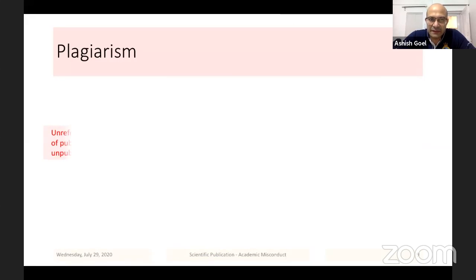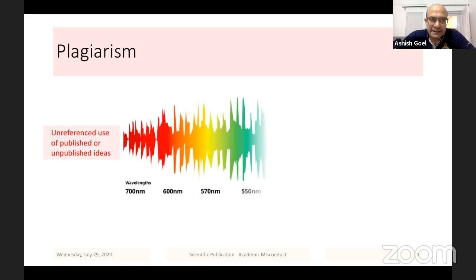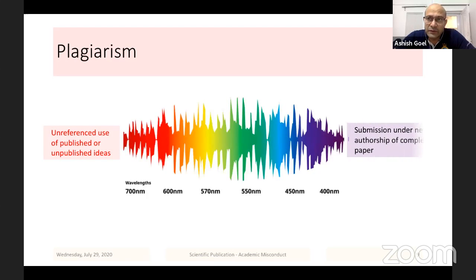So plagiarism has got an entire spectrum. At one end of the spectrum, you might find the unreferenced use of previously published or unpublished ideas. And at the other end, the spectrum transcends to the entire submission of a previously published paper in another name, or just changing the name of the author and publishing it yourself. So everything in between lies under plagiarism.